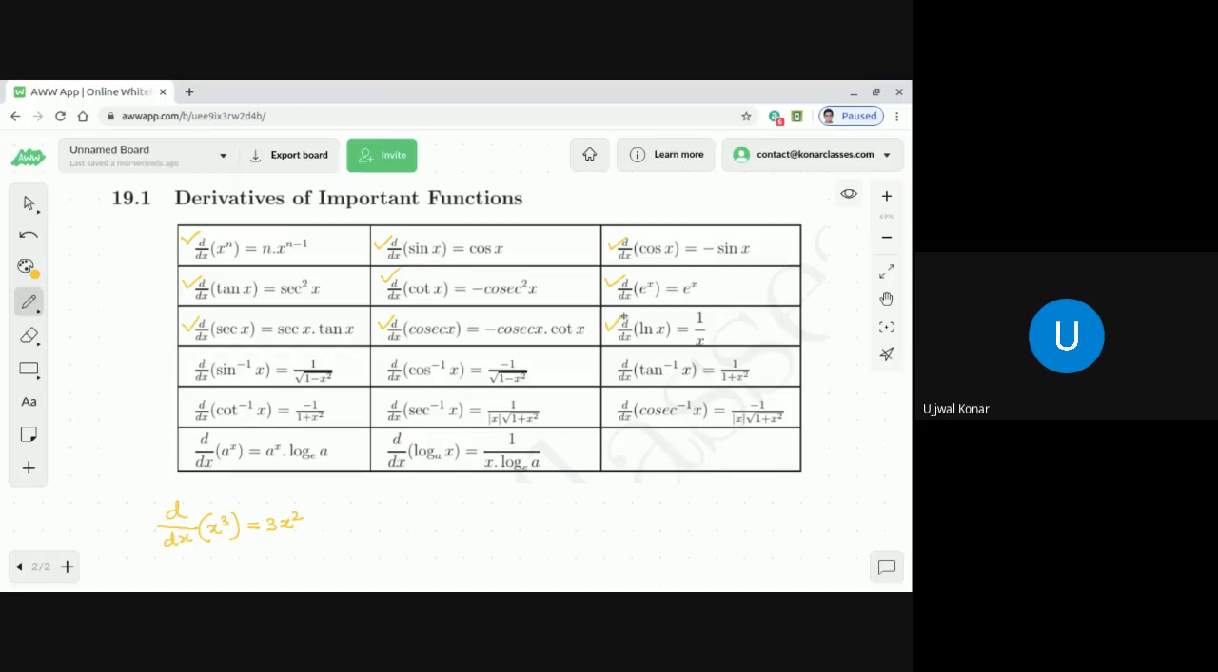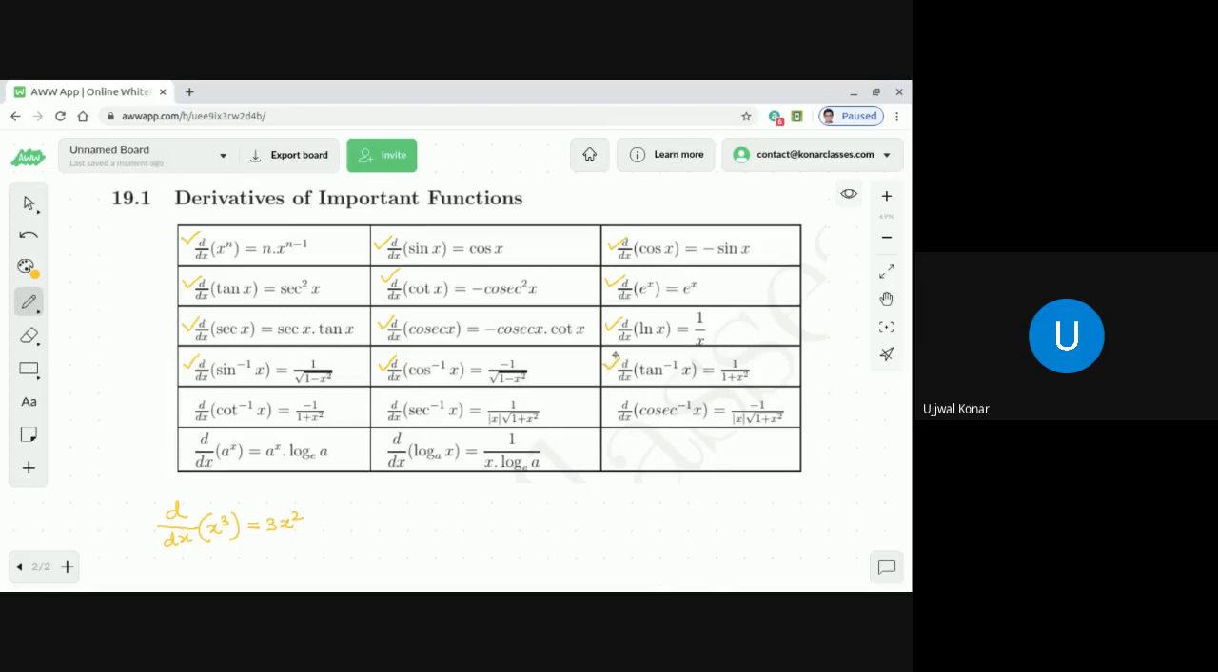We briefly discussed log. It can have different bases. It can have base 10, it can be log b to the base a. Here it is log x to the base e. Then d/dx of sin inverse x equal to 1 by square root of 1 minus x square. d/dx of cos inverse x equal to minus 1 by square root of 1 minus x square. d/dx of tan inverse x is equal to 1 by 1 plus x square.